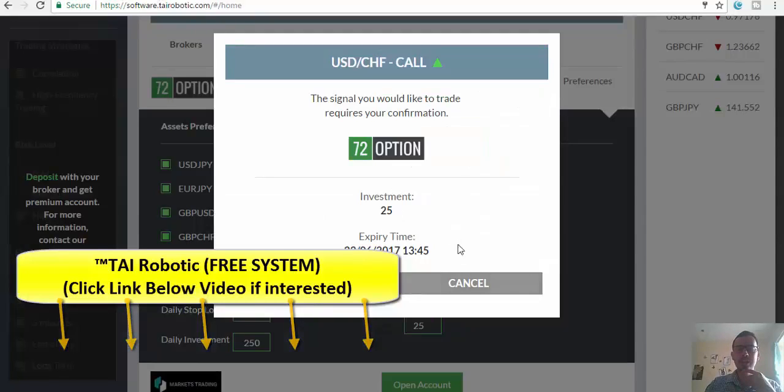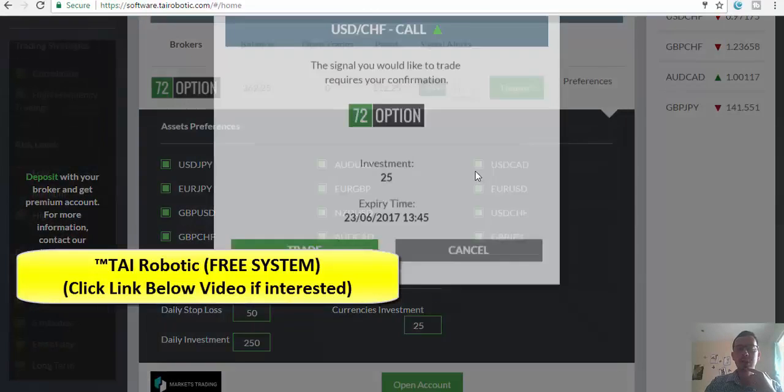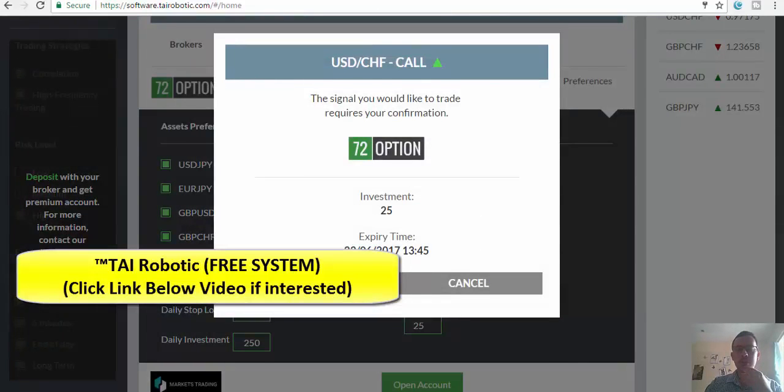Okay, it's already asking me to confirm the auto trading. Yeah, I'm going to leave it on, and I'm gonna see how many trades it's gonna place. I want to get at least about 10-15 trades like my other subscribers. So I'm gonna leave it on.